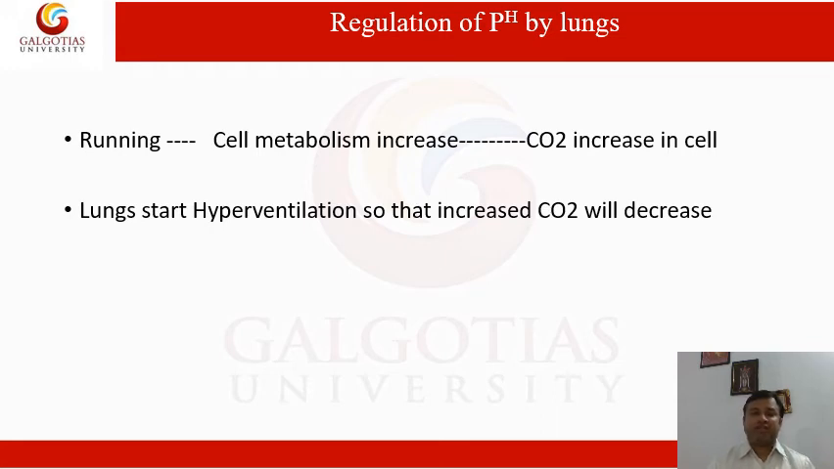So, if we are running, the metabolism increases and more carbon dioxide is produced inside the cell compared to oxygen. In order to remove this carbon dioxide, the lungs start hyperventilation. As a result, the increased carbon dioxide goes out of the lungs, and in this way the lungs regulate the pH and act as a buffer system.